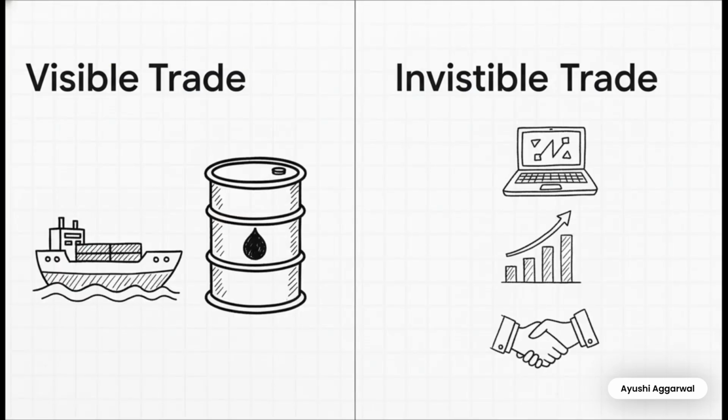So let's peek inside the current account. It's got two parts. First, visible trade. That's the easy stuff, physical goods you can see and touch, like cars and machines. The balance here is called the balance of trade. Then you have invisible trade. This is for everything you can't touch. Things like IT services, tourism, income from investments, and transfers like remittances sent home by Indians working abroad.